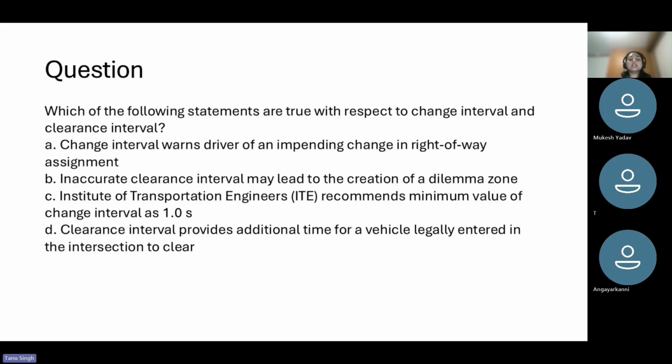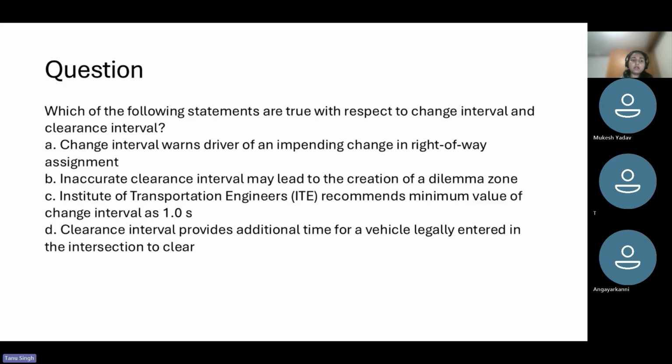Then the last one: the clearance interval or the red interval already provides additional time for vehicles that legally entered the intersection to clear. That is correct. This is exactly for vehicles already in the intersection to clear safely before the conflicting movement starts. So this statement is also correct. So A and D are correct statements.